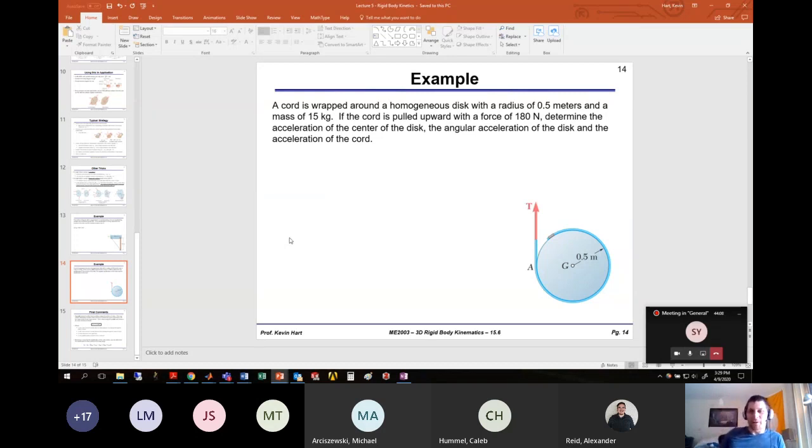If the cord is pulled upward with a force of 180 newtons, determine the acceleration of the center of the disk, the angular acceleration of the disk, and the acceleration of the cord. All right, so I'll give you a second to copy down, and we'll work through.